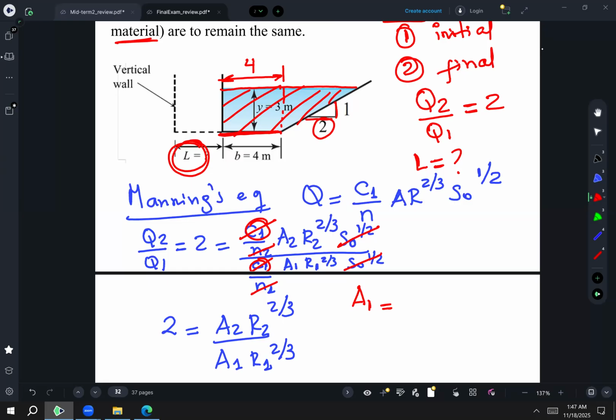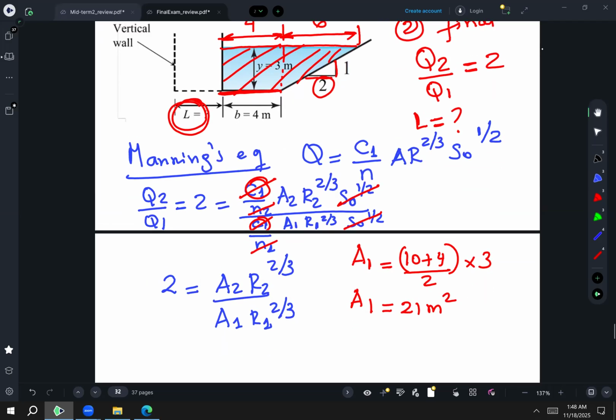If the water depth is 3, this will be 6 because the ratio of the side slope is 1 to 2. If the vertical is 3 meters, the horizontal has to be twice that, so 6. Therefore, the area is the top, which is 10, plus the base, which is 4, divided by 2 times the height, which is 3. Then area 1 is 10 plus 4 is 14, divided by 2 is 7, times 3 is 21 square meters.